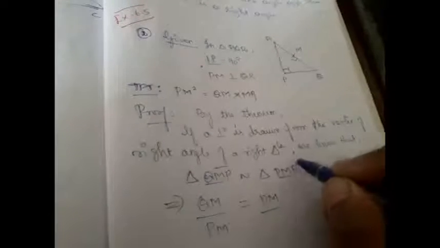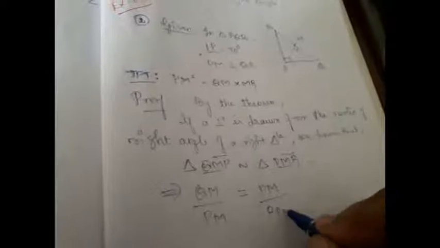What are their corresponding sides? QM by PM is equal to PM by RM, right? Why have we taken this alone? This is what we need. So if you cross multiply, what will happen? QM into RM equals PM into PM. That is PM square equals QM into RM. That's what we need to prove. So hence we proved.